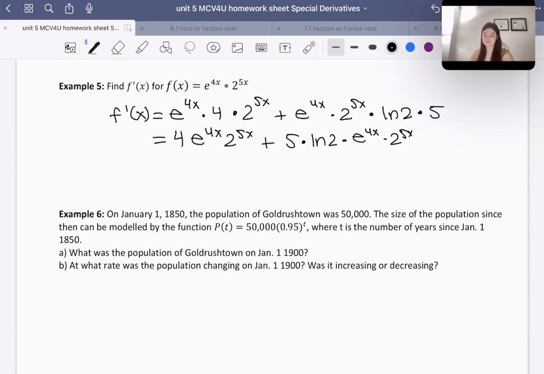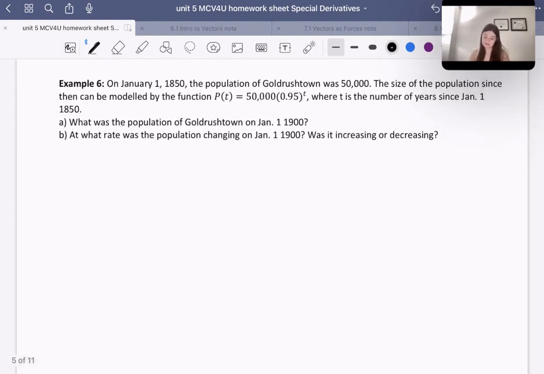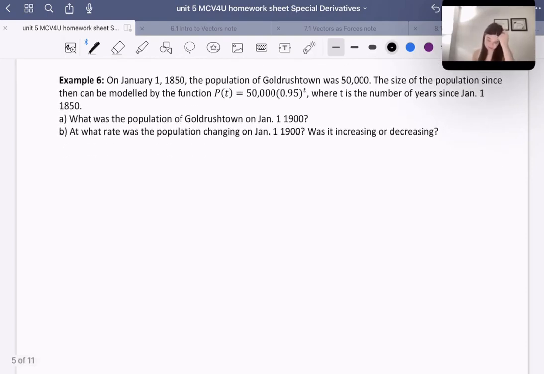Okay. Now let's do our very last problem today, and this is a challenge problem. It says, on January 1st, 1850, the population of Goldrushton was 50,000 people. The size of the population since then can be modeled by using the function p of t is equal to 50,000 times 0.95 to the power of t, where t is the number of years since January 1st, 1850.